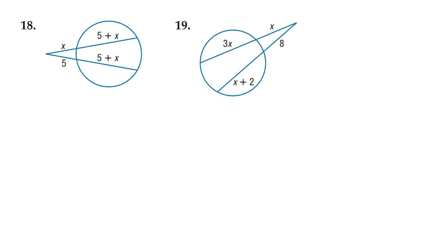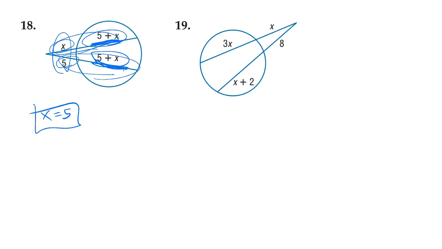So this one, we have the same segment here and here. So outer piece times the whole and outer piece times the whole. The only way we can have the same value here and here is if these are the same. So just x equals 5. That's done. I just wanted you to see that we do that.